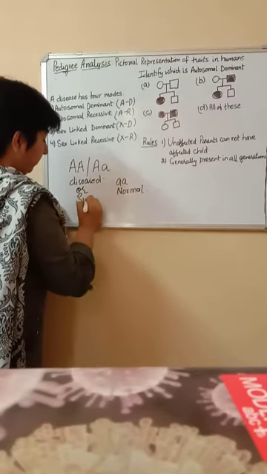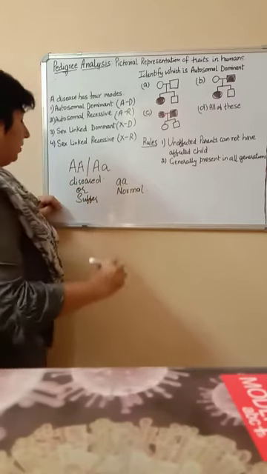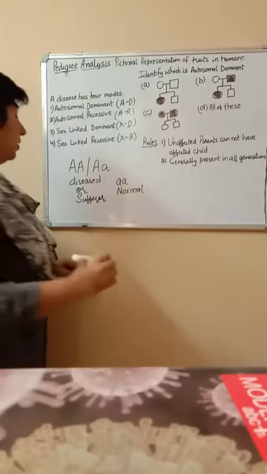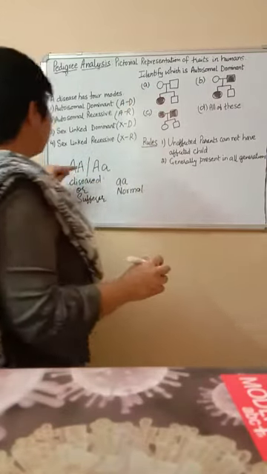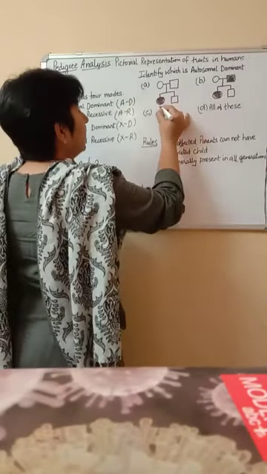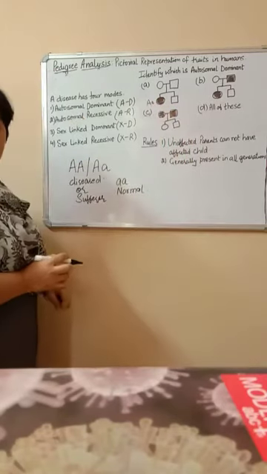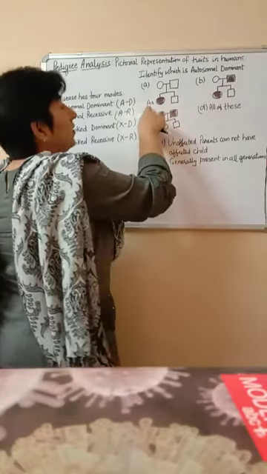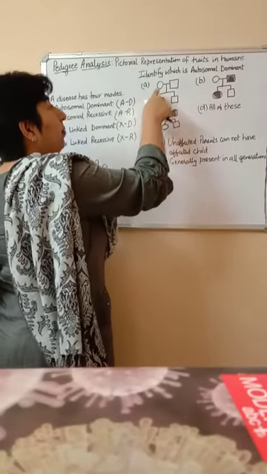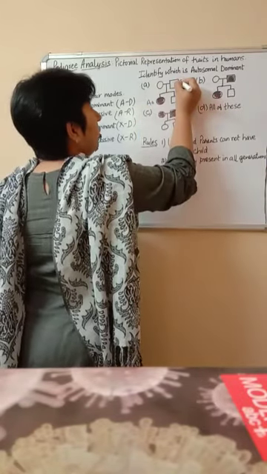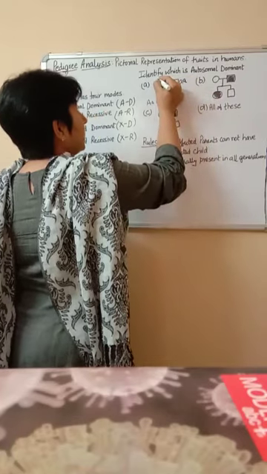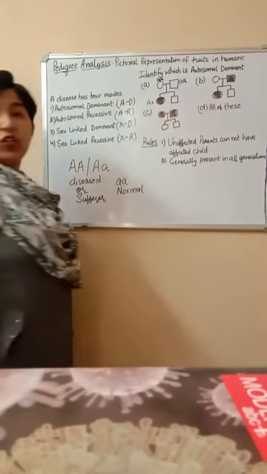sufferer. Sufferer. Now, this is a sufferer. So, I'll make this as sufferer. So, sufferer has a condition of this. If I'm going to make this as capital A, but both of them are normal. Normal means they have a recessive condition like this.